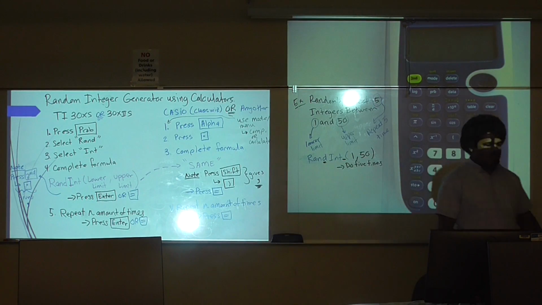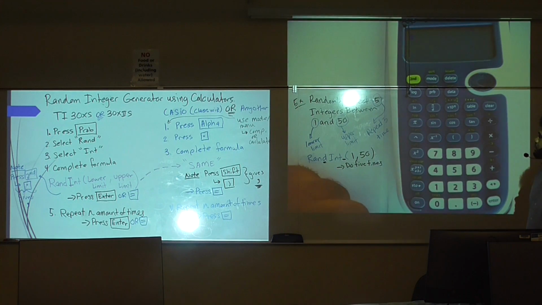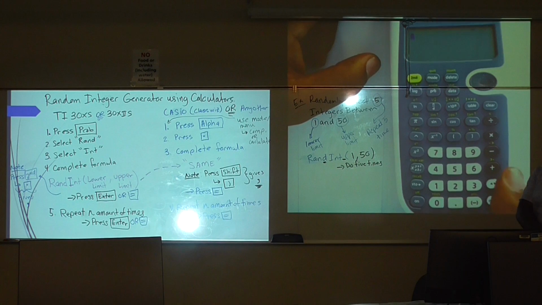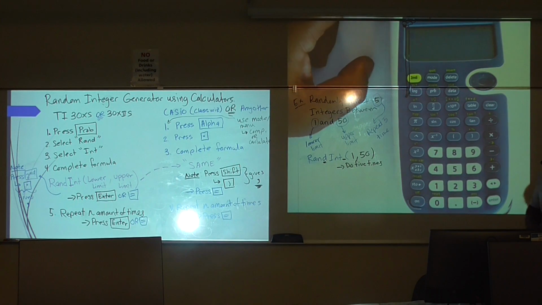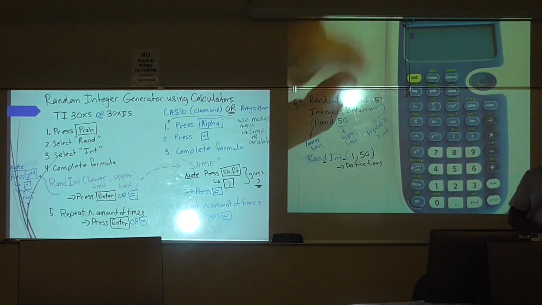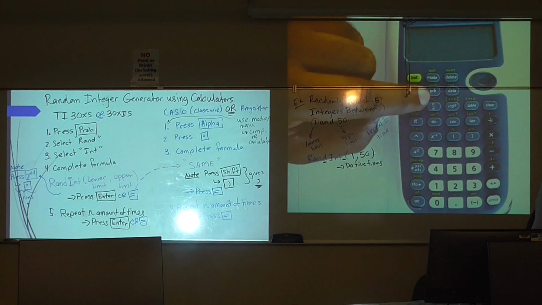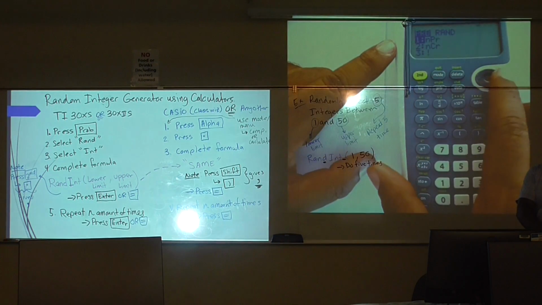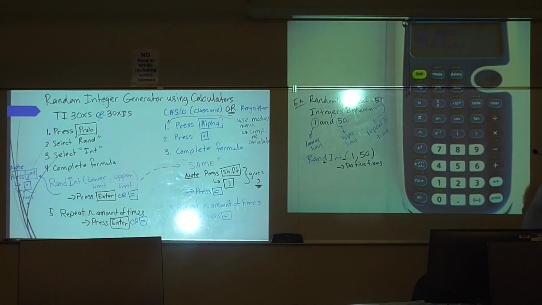So I'll come over here and turn this guy on, and I'm going to start. First things first, I'm going to hit prob. Probability is the button right here, so I'm going to hit prob. And then I'm going to highlight ran. When I highlight it, I have the option of selecting ran int. That's what I'm going to do.